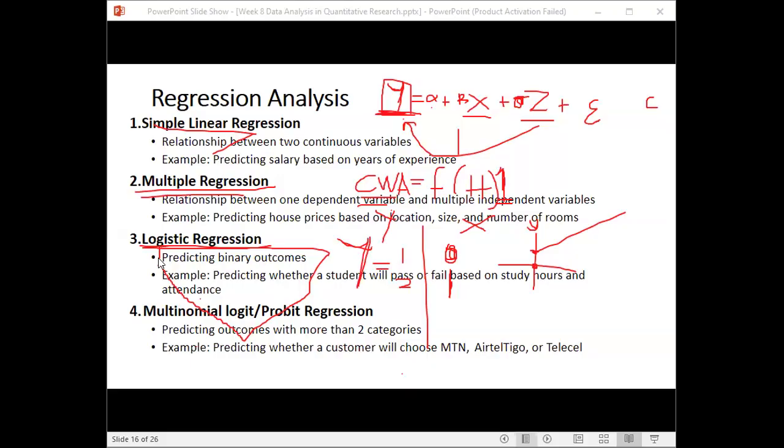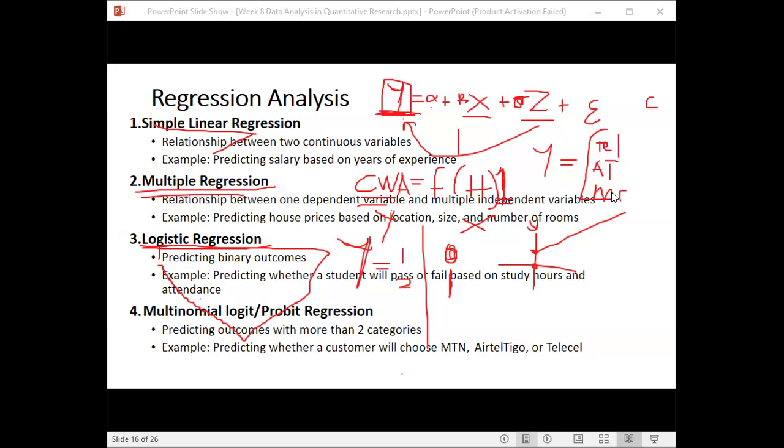The fourth one is multinomial logit or probit. This is where your outcome variable has more than two categories. Okay, so I can have a y outcome or my categorical variable being maybe 3, right? Which network are you with, or what are the factors that influence the network that you choose when you want to buy a SIM, right? So I can use Telecel, which is one outcome. I can use Airtel Tigo, which is another outcome. I can use what? MTN, which is another outcome.